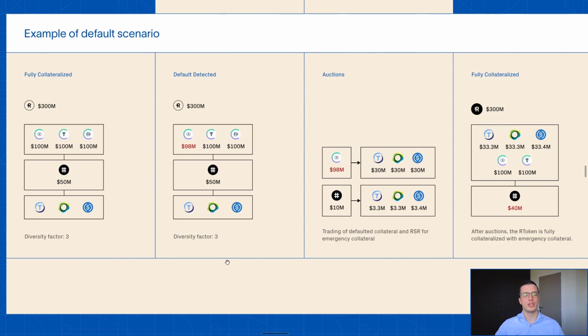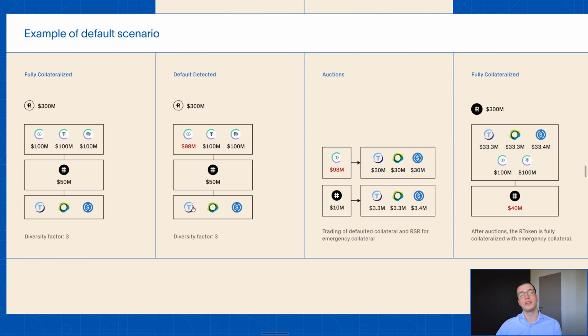One more thing I should mention here is you can see that in this case, we have what's called a diversity factor of 3. The diversity factor is also something you define inside of the Register UI. And the diversity factor basically says how many of these emergency tokens are we going to use to replace this faulty collateral in the case of a default. So in this case, we're going to use all these stablecoins. If the diversity factor would be 1, then we'd only use TrueUSD in this case.